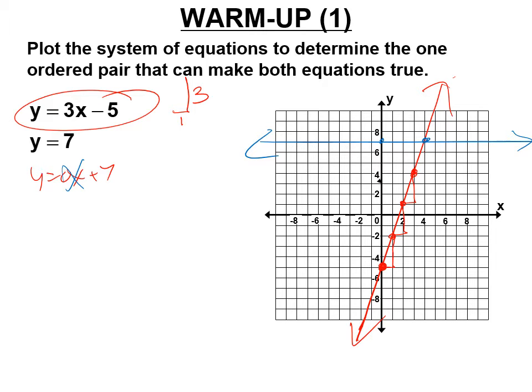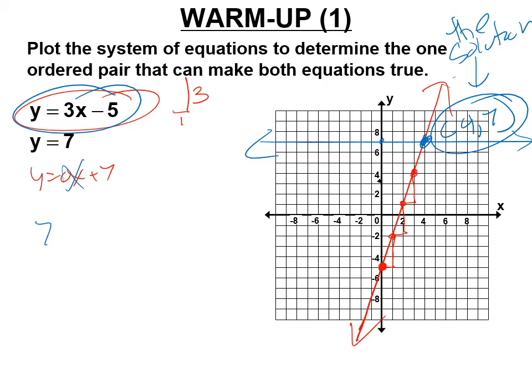And so what is the one ordered pair that works in both equations? It's right there, (4, 7). What is that called? It's called the solution to the system, right? It's the one ordered pair that makes them true. Let's go through that. (4, 7), right?